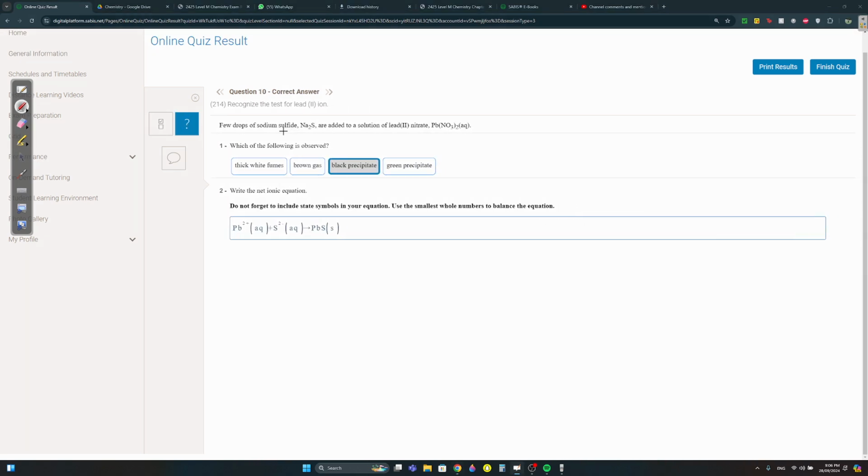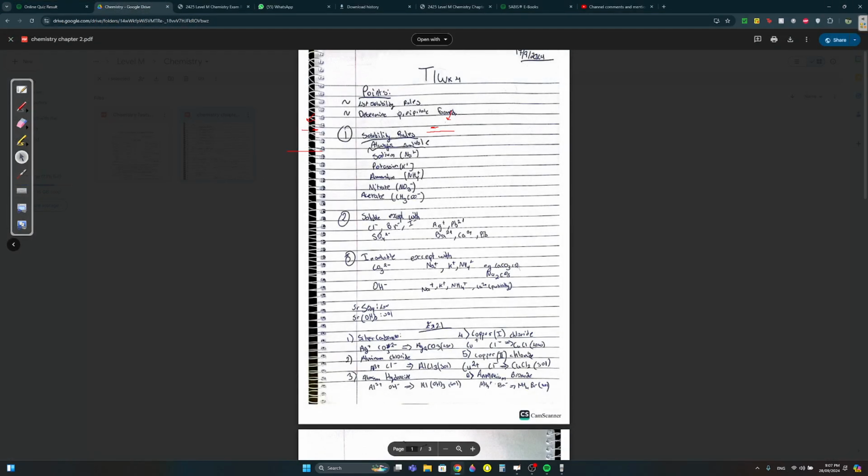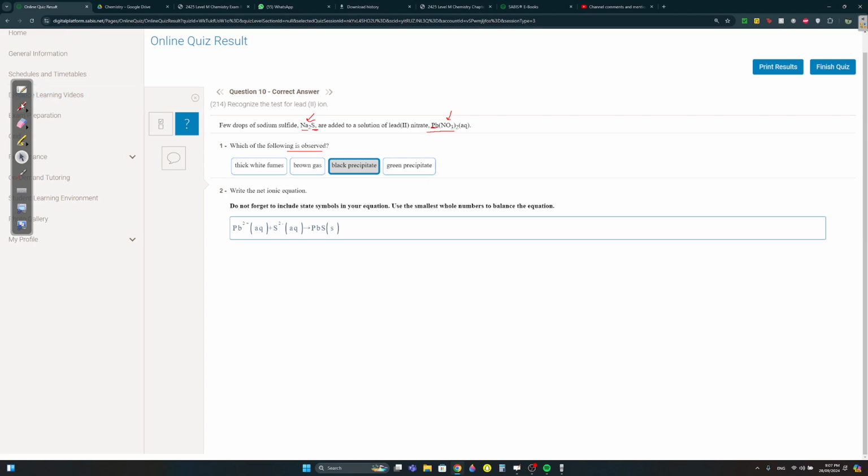Okay, a few drops of sodium sulfide Na2S are added to lead nitrate Pb(NO3)2. Which of the following is observed? Okay, so obviously, when sodium mixes with the NO3, there will be no precipitate. But when you mix sulfur with lead, and I think it was in the notes somewhere, sulfur doesn't dissolve with lead. Yeah. So it will form a precipitate, sulfur and lead. Okay, so you're gonna get PbS.